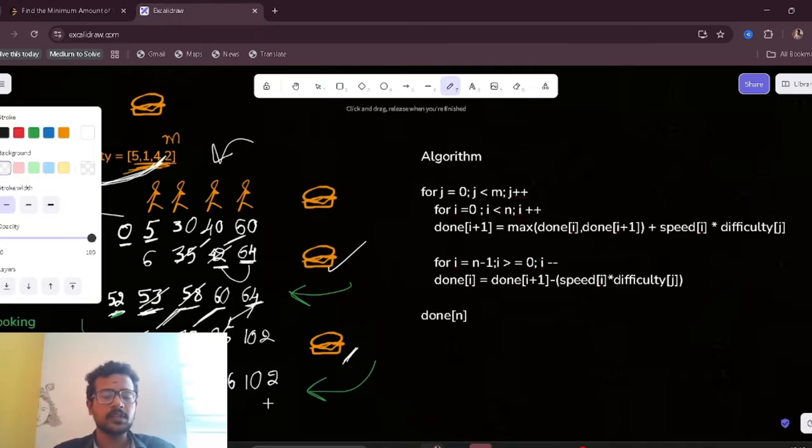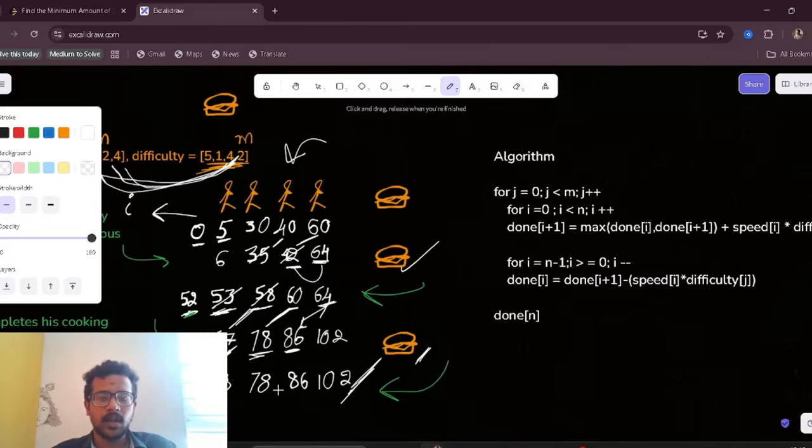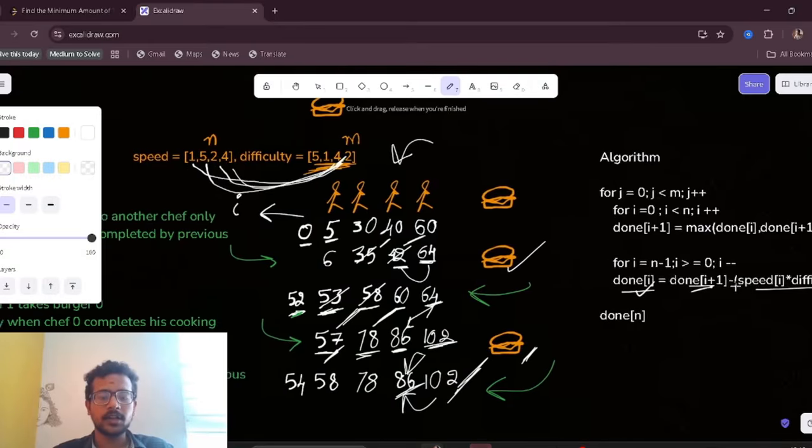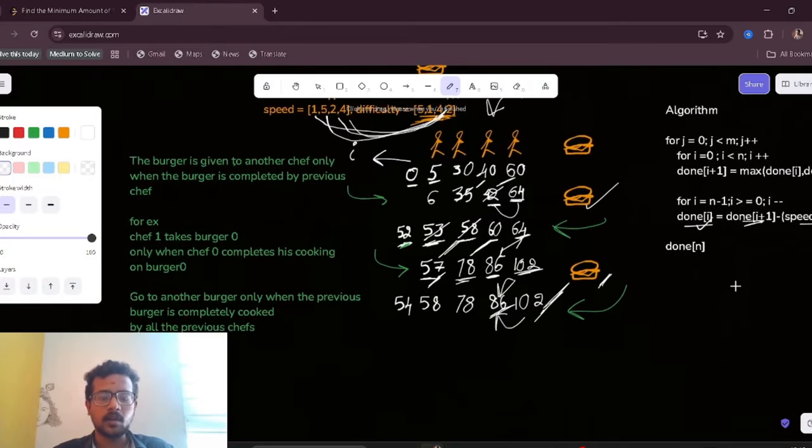So if you see, here is the done of the last value. So done of i is done of i plus 1. If you see clearly, for this point I have removed 16 from 102, and I have initialized this here. So for that, done of i is equal to done of i plus 1 minus speed of i into difficulty of j. So if you have any doubts, this is quite a tricky question and it is a greedy approach.